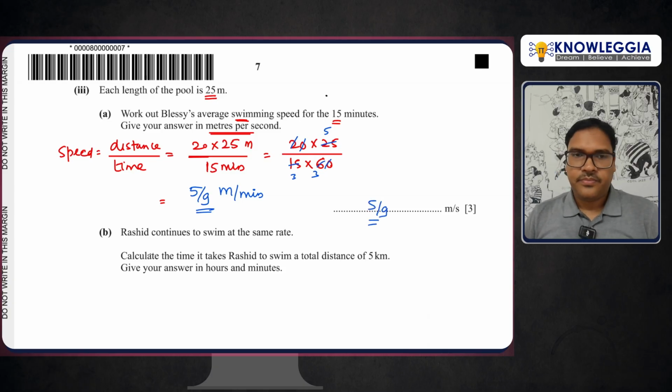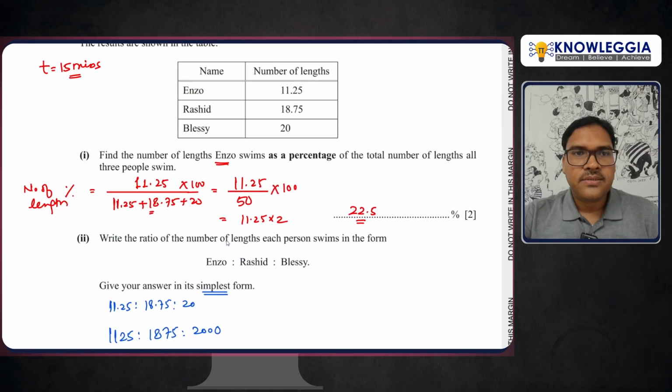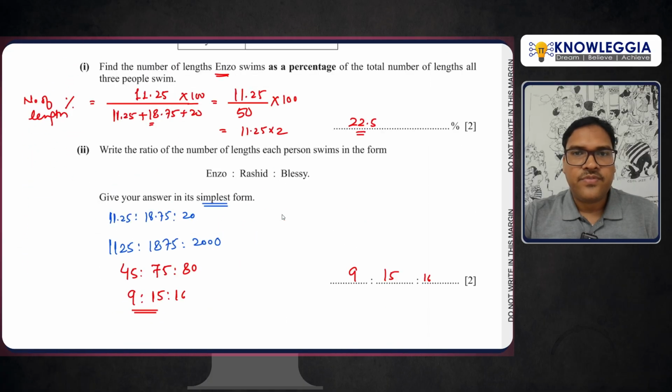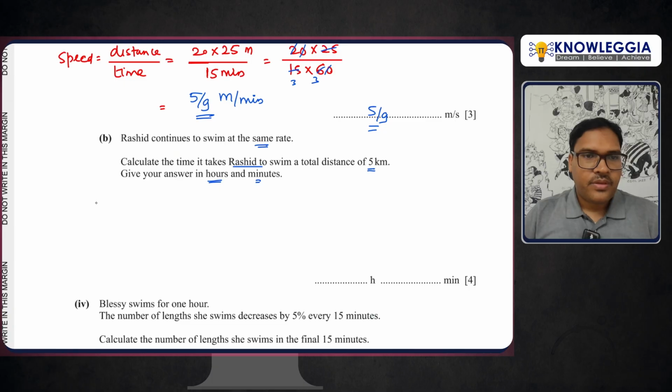Now, second part. Rashid continues to swim at the same rate. That is, at the same speed he is continuing. Calculate the time it takes Rashid to swim a total distance of 5 kilometers. Give your answer in hours and minutes. So now we can see what is the speed at which Rashid is swimming. Rashid has covered 18.75, and I am writing Rashid's speed.